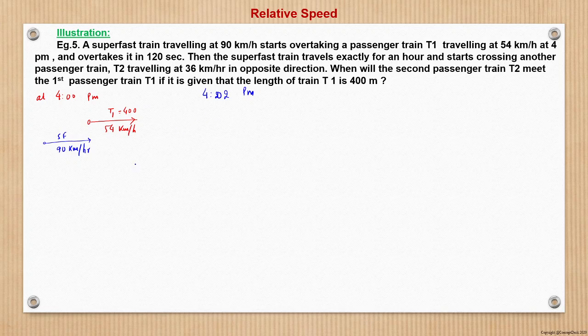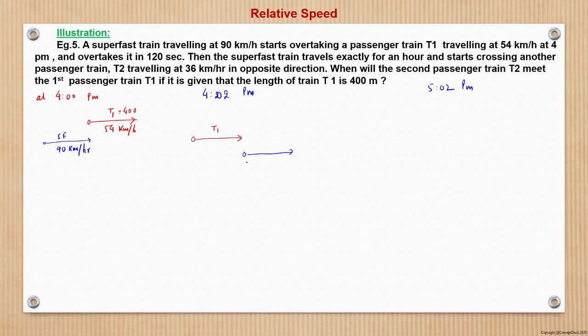The T1 train would have moved a certain distance ahead. So let us say the T1 train is here, right? And at that time, the superfast train has crossed this and is here. And now after this, the train runs for 1 hour. After this, the train runs for 1 hour, so that is at 5:02 p.m.